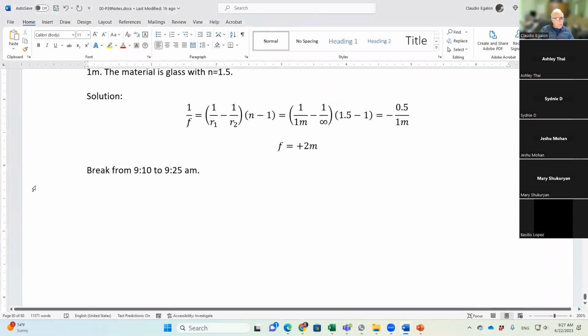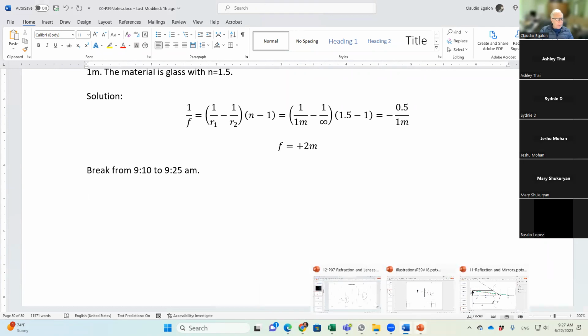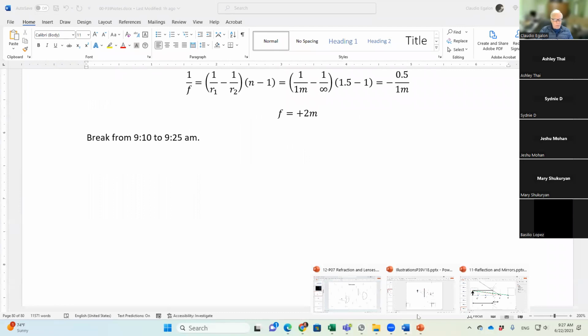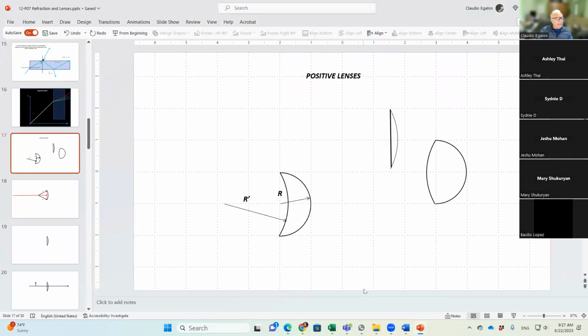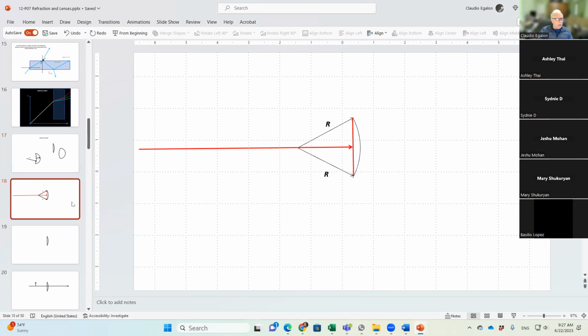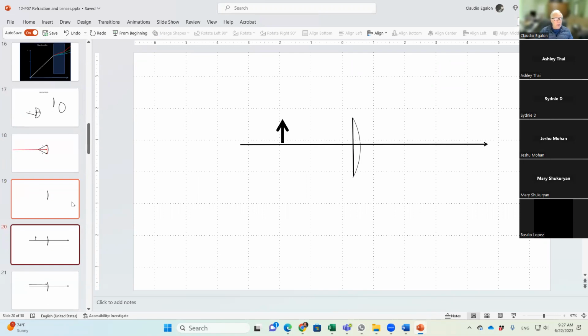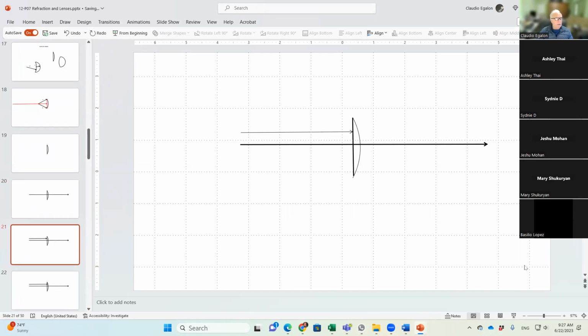Okay, so now let's start looking at the formation of images by the lens, right? That's the most important part of this chapter. And okay, so here we go. We have this planar convex lens, and the way we form images is almost the same way we do images with mirrors. We come up with the axis, the principal axis, right?